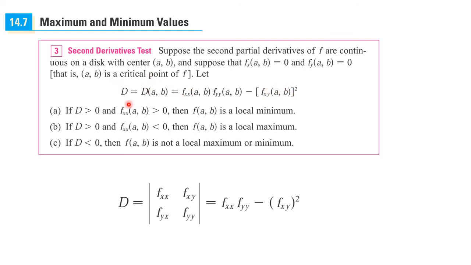A. If the value of D is more than 0 and fxx(a, b) is positive, then f(a, b) is a local minimum. B. If D is more than 0 and fxx(a, b) is less than 0, then f(a, b) is a local maximum. C. If D is less than 0, then f(a, b) is not a local maximum or minimum. We can also use this formula to find D.